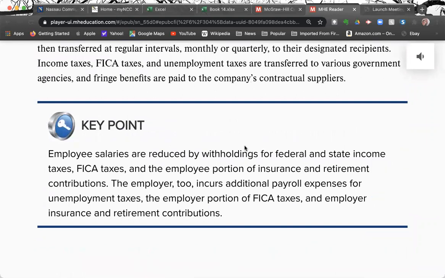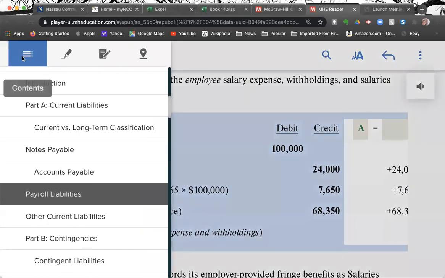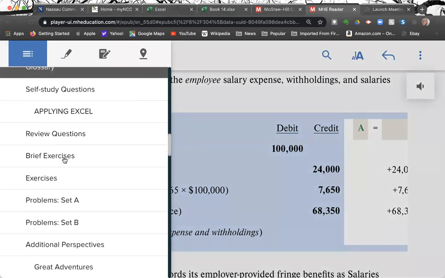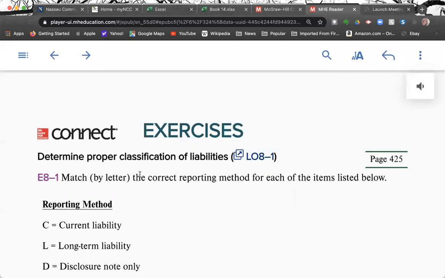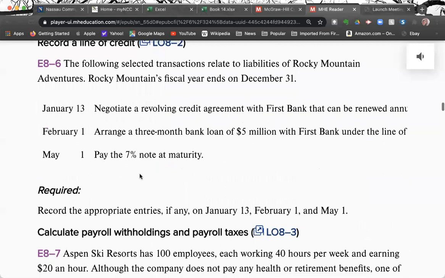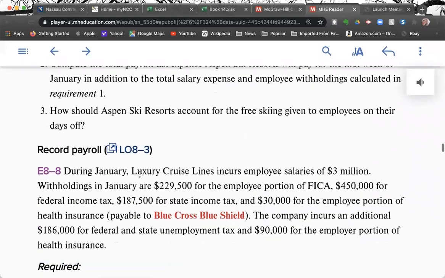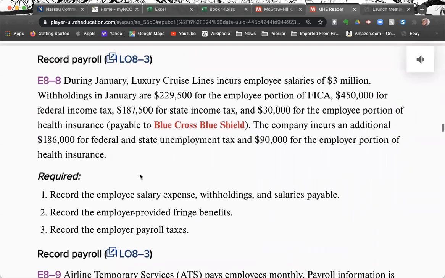Okay. So let's take a look now. We had another homework problem. Exercise 8, which was on page 426. Okay, here we go.